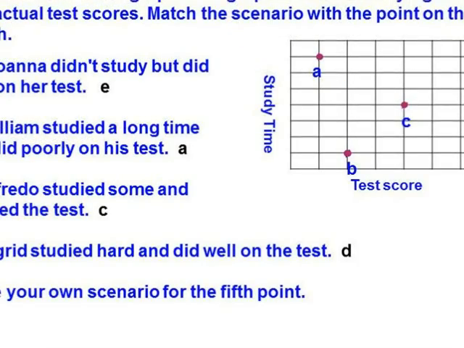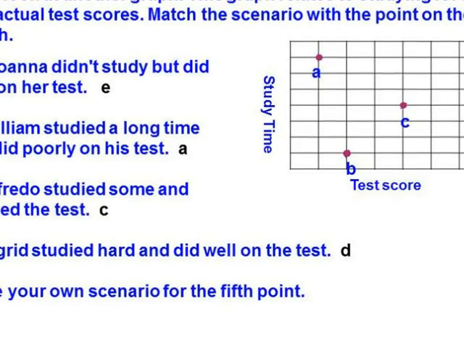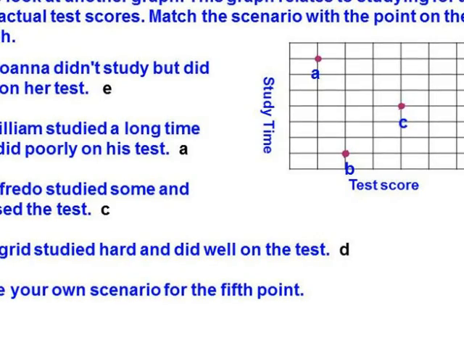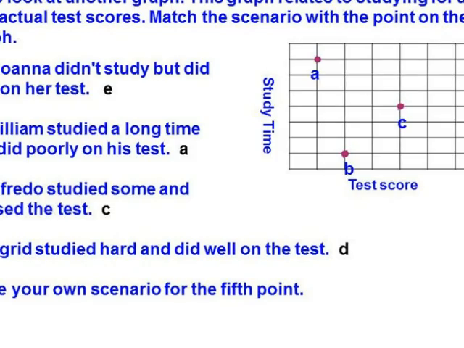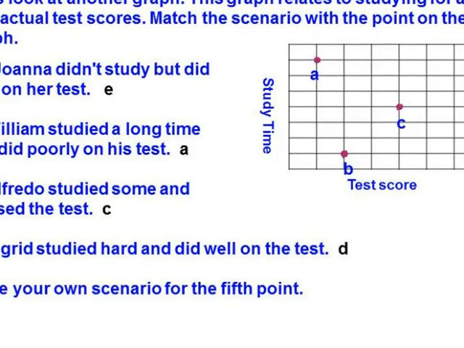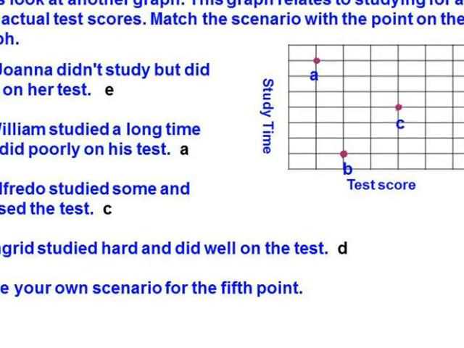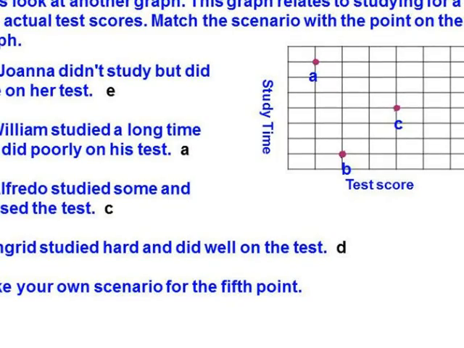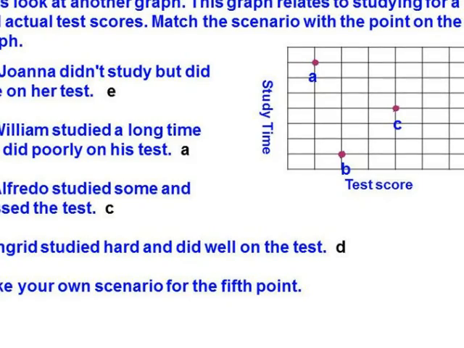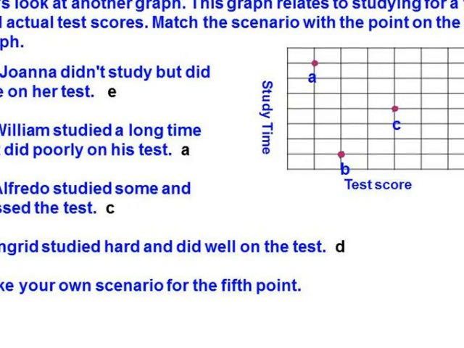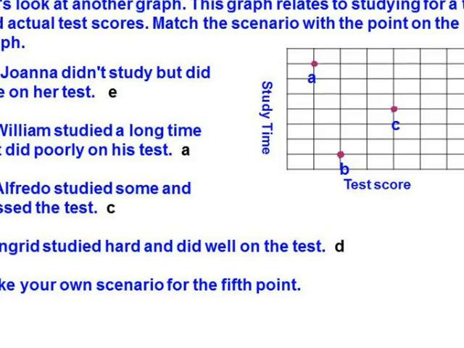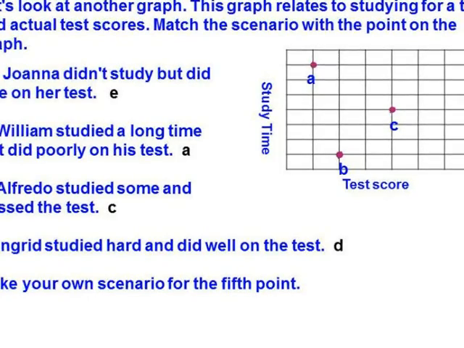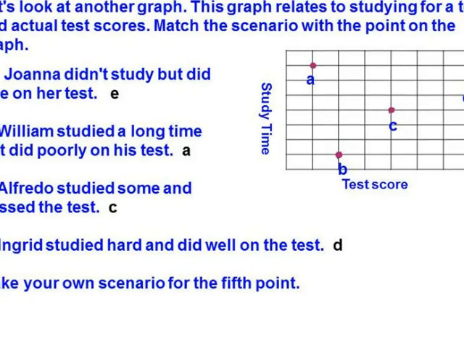All right. So now you have a basic understanding of how graphs can describe movements between 2 different things, an input and an output, right? So let's look at another graph. This graph relates to studying for a test and actual scores. Match the scenario with the point on the graph. Let's take a look at scenario number 1. Jenna didn't study but did fine on the test. Which one of those points, A, B, C, D, or E, shows the time that Jenna studies?